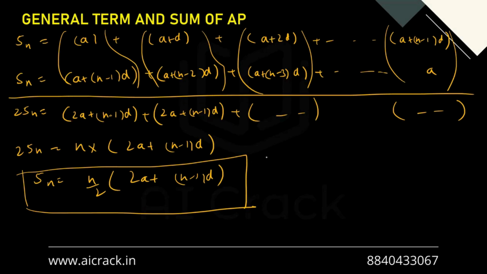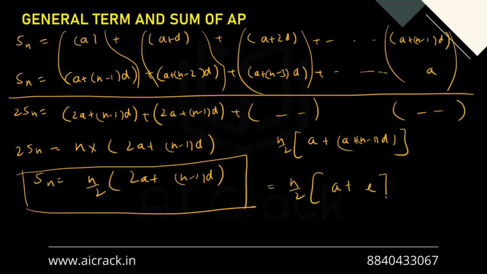Now, interestingly, this can be written as n by 2 times (A plus (A plus (n minus 1)D)), right? This is our nth term, basically our last term, and this is our first term. So we can write this as n by 2 times (A plus l), where l denotes the last term, right? A is the first term, l is the last term. So we can just add the first term and last term, multiply by n and divide by 2. That would also mean the same, right? So you have to remember both of these formats for summation of AP.